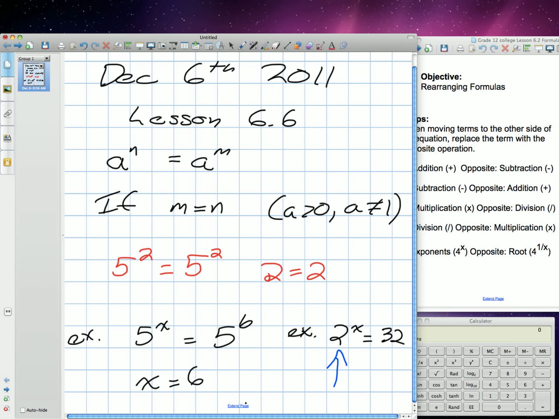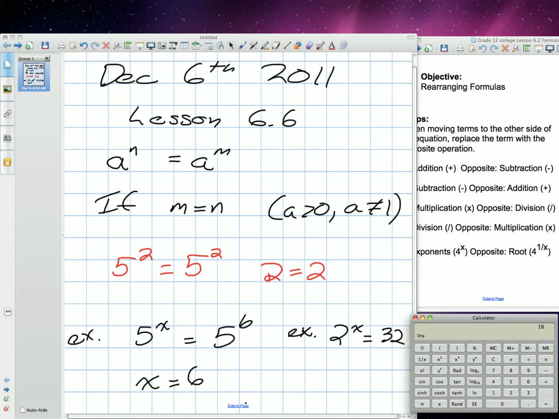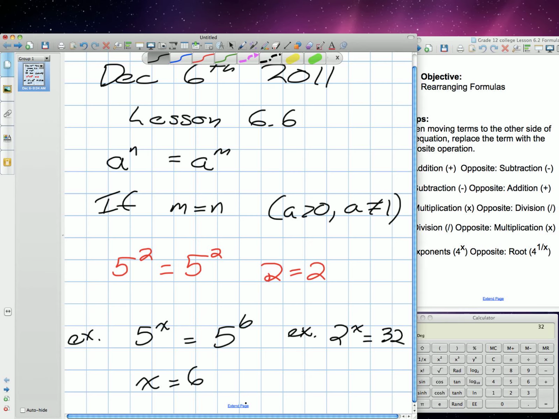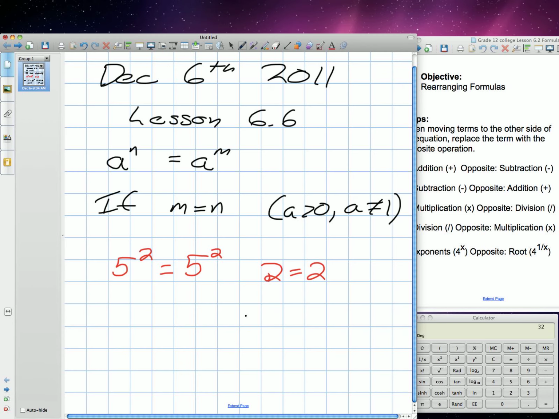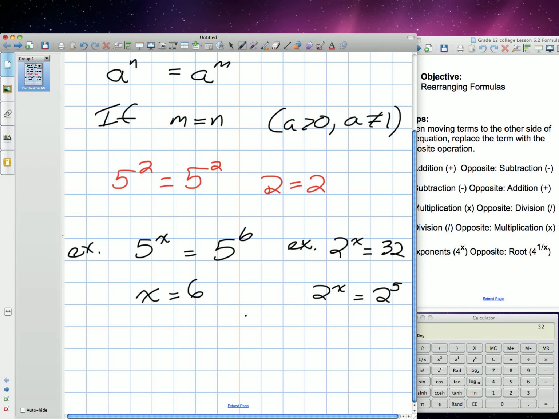So, can we think of 32 as a power of 2? What power would be equal to 32 in this case? Let's go through some options. So, let's say 2 to the power of 4. 16 doesn't work? Good. 2 to the power of 5 is equal to 32. So what I'm going to be doing is we're going to change the 32. 2 to the power of x is equal to 2 to the power of 5. Now that we have that, we can say that x is equal to 5. So I needed to change 32 into a base.